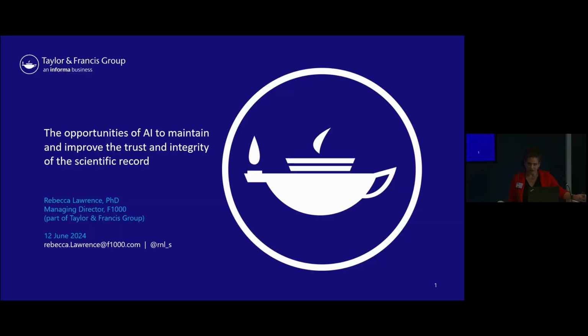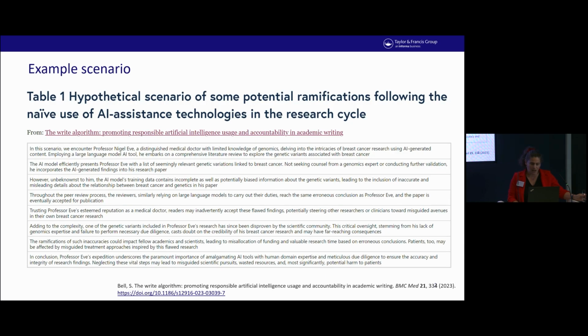So, I wanted to talk about the opportunities of AI in improving and maintaining the trust and integrity of the scientific record, which obviously feeds into many of the tools that we've been talking about. I was going to start by taking you through this published scenario. It's a hypothetical scenario, but as you will see as we go through it, actually highly plausible, and will lead into many of the comments that I make later.